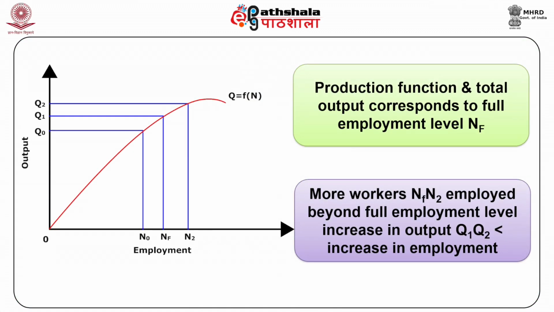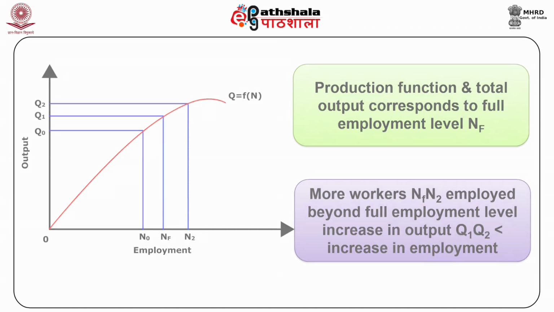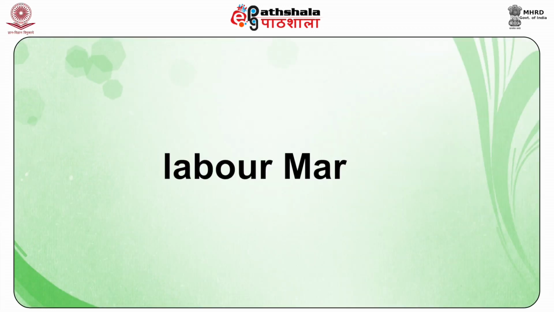This is shown in the given figure, where the curve Q = F(N) is the production function, and the total output OQ1 corresponds to the full employment level NF. But when more workers, NF N2, are employed beyond the full employment level of output OQ1, the increase in output Q1 Q2 is less than the increase in employment N1 N2. Next, we will discuss the labor market.